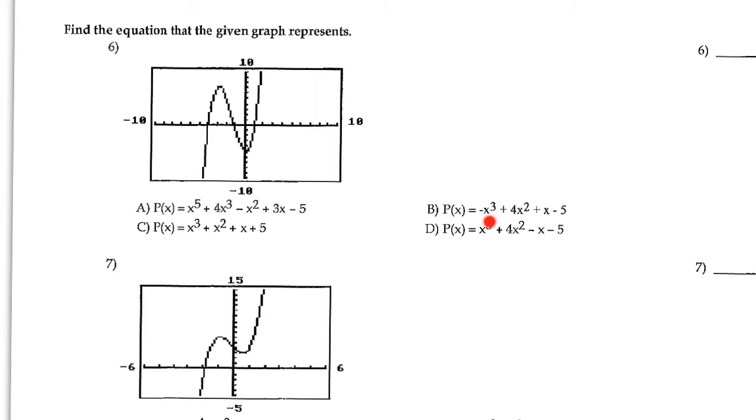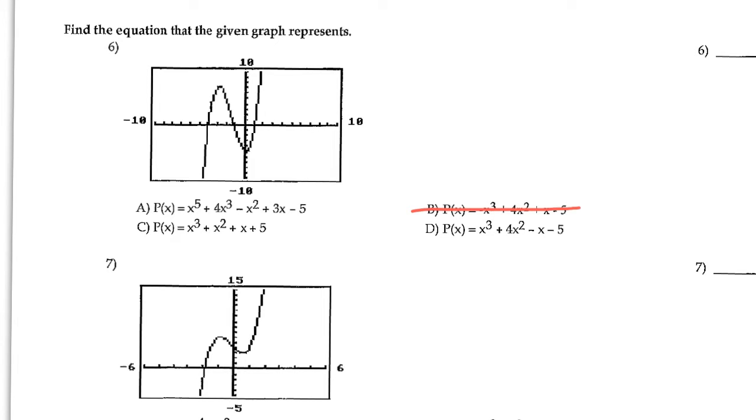Let's look at B. I know B is wrong just simply based on end behavior. The dominant term here has an odd exponent. That means opposite ends, opposite directions. Negative would be down to the right. So as I go to the right, this thing's supposed to go down. It doesn't do that. So B is out.